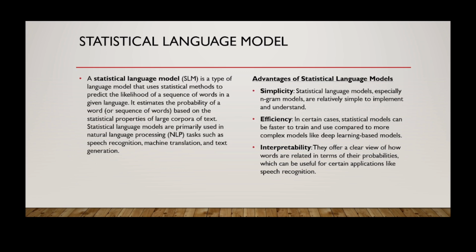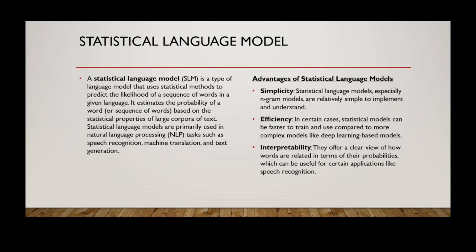Imagine you are typing a sentence like "I want to eat at the dash." A statistical language model would predict the next word might be restaurant or mall, based on how people often use these words together. In short, a statistical language model is a system that uses patterns in language to predict which word is most likely to come next in a sentence. It does this by studying a lot of text and learning how words are related to each other.